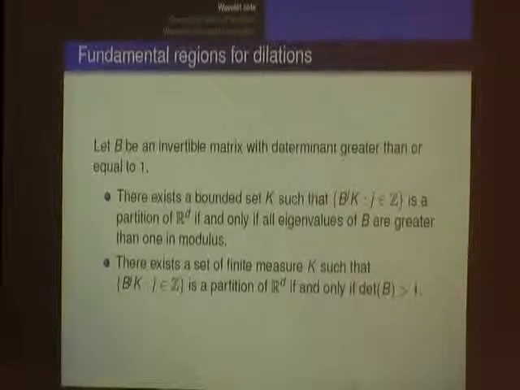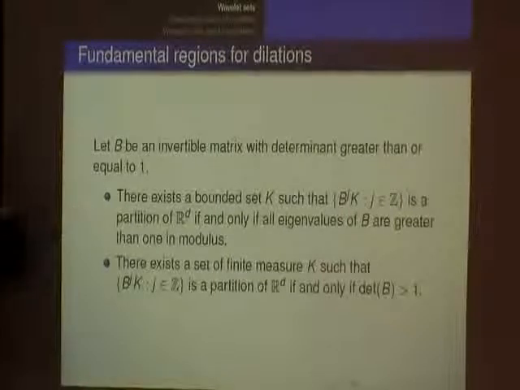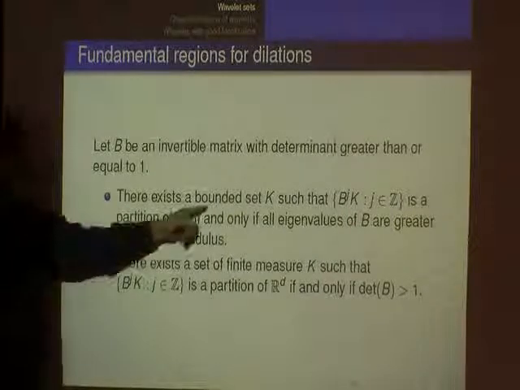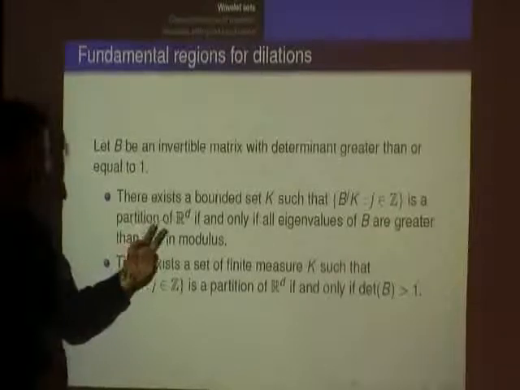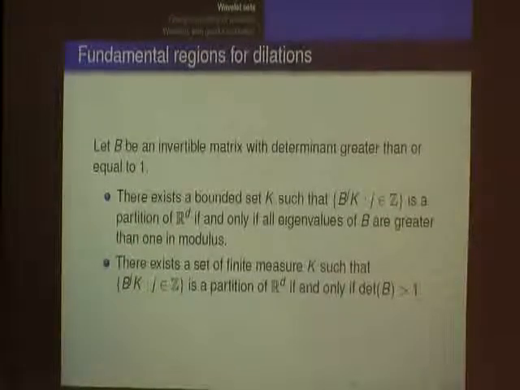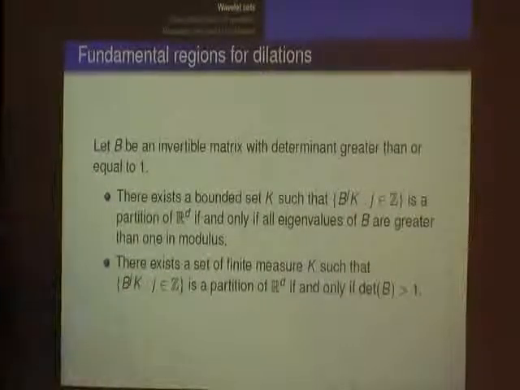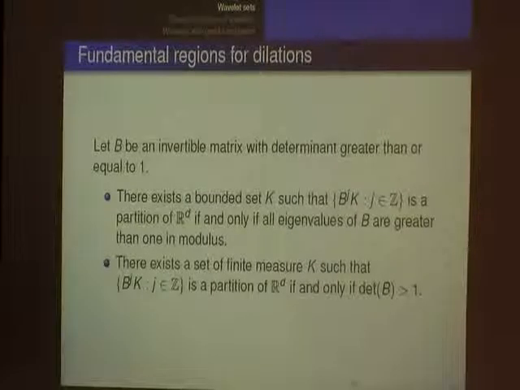And certainly a wavelet set has to satisfy two conditions together. There is a lot known about this, but the two I want to mention are that you can get a bounded set K that is a partition of R to the D if and only if all eigenvalues of B are greater than 1 in modulus. And you can get a set of finite measure if and only if the absolute value of the determinant is bigger than 1.